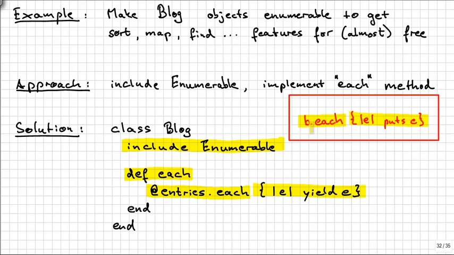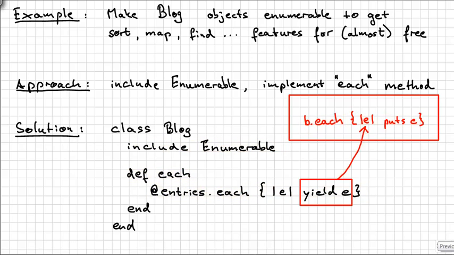So remember, when we called each on the blog, we supplied a block of code. And this block of code is where we yield control to. So in fact, whenever we find an entry in our array of entries within the block, we yield control to the block of code supplied with the each call for the blog. And that's our implementation of the each method for the blog.